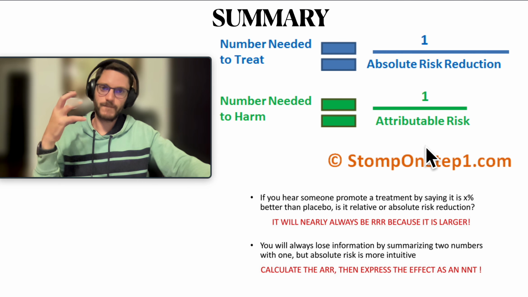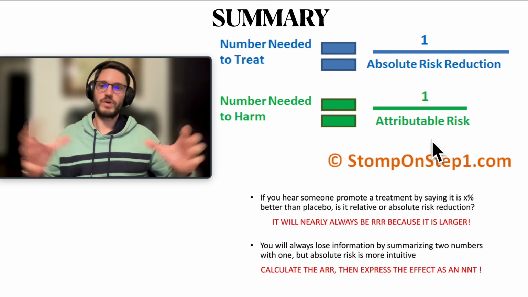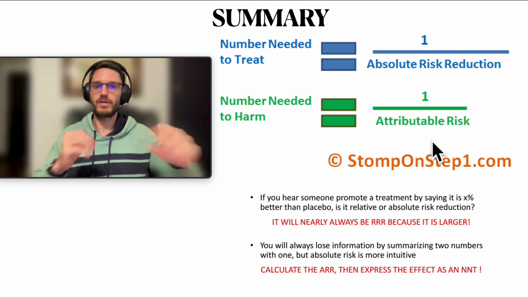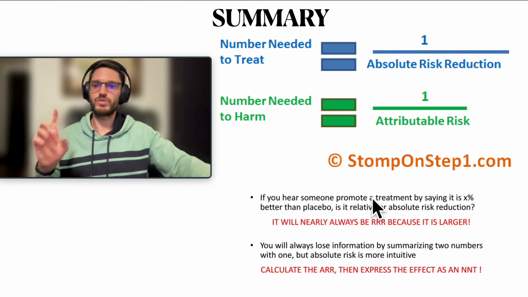These are fundamental things you should remember. Out of all this, we tried to explain how we got here, but in the end, these are the things you need in the exam. Number needed to treat is the reciprocal of absolute risk reduction, and number needed to harm is the reciprocal of the attributable risk.